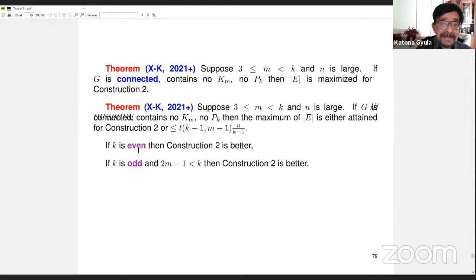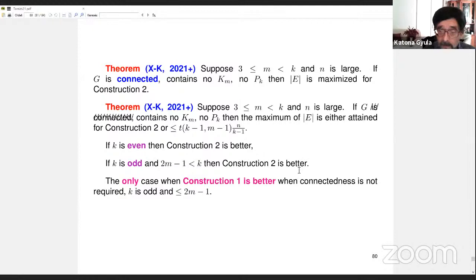So if k is even, in this case, when we don't suppose that it's connected, construction two is better. And when k is odd, and k is larger than about double of M, then construction two is better. So it seems that construction two is always better, except one exception is when connectedness is not supposed, K is odd, and K is smaller than or equal to 2M minus 1.